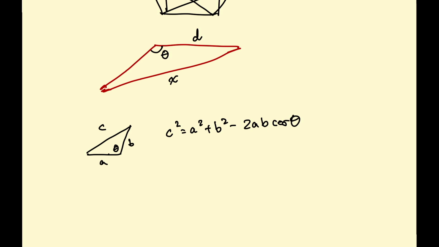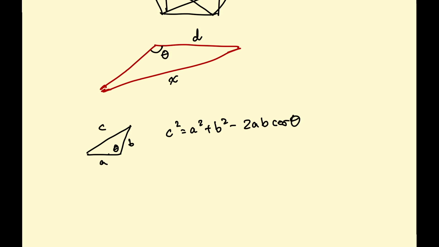What about if theta is 90? What's cosine of 90 degrees? So what happens to that minus 2ab cosine theta part? Poof. And if theta is a 90-degree angle, what do we have? A right triangle, and this collapses down to Pythagoras' theorem, right? So this is just a generalization of Pythagoras' theorem to non-right triangles.